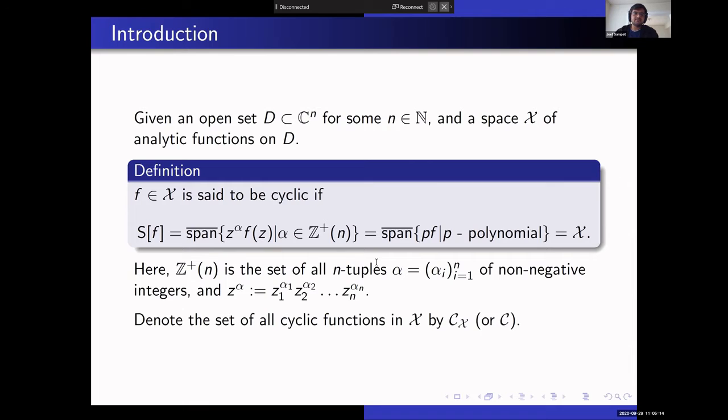I'll just mention a few facts about the Hardy spaces before we go in, because I'm going to use them as the basic example of some of the general results I'm going to talk about. And for convenience, I'm going to denote the set of all cyclic functions in X by C_X or C, depending on the context.